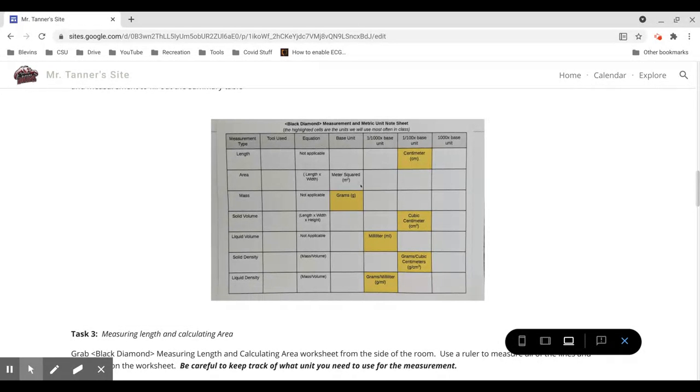The yellow highlighted cell is the base unit that we use most often in this class. So even though the base unit of length is meter, most often we will be using centimeters as our length unit. And so on. Area is going to be mostly centimeters squared. It's not highlighted because that's not filled in.